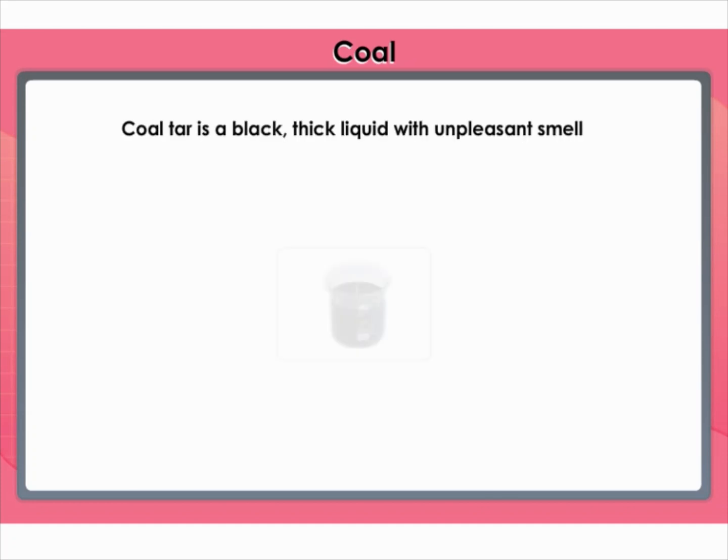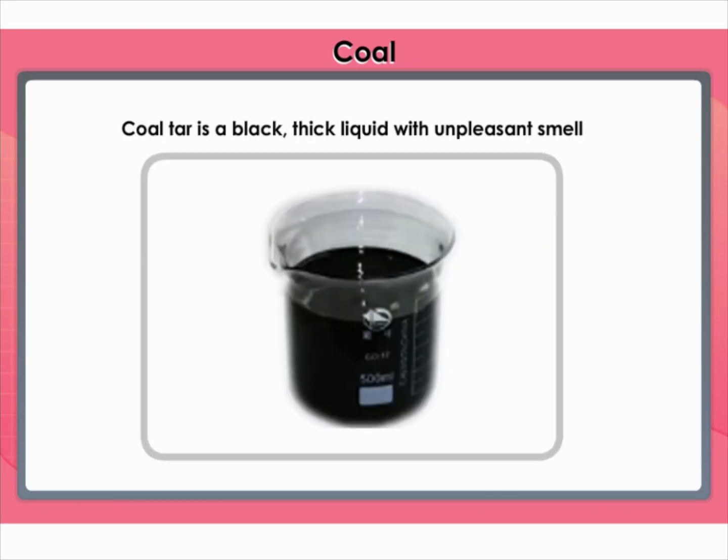Coal tar is a black, thick liquid with an unpleasant smell. It is a mixture of about 200 substances. Products obtained from coal tar are used as starting materials for manufacturing various substances used in everyday life and in the industry, like synthetic dyes, drugs, explosives, perfumes, plastics, paints, photographic materials, roofing materials, etc. Interestingly, naphthalene balls used to repel moths and other insects are also obtained from coal tar.